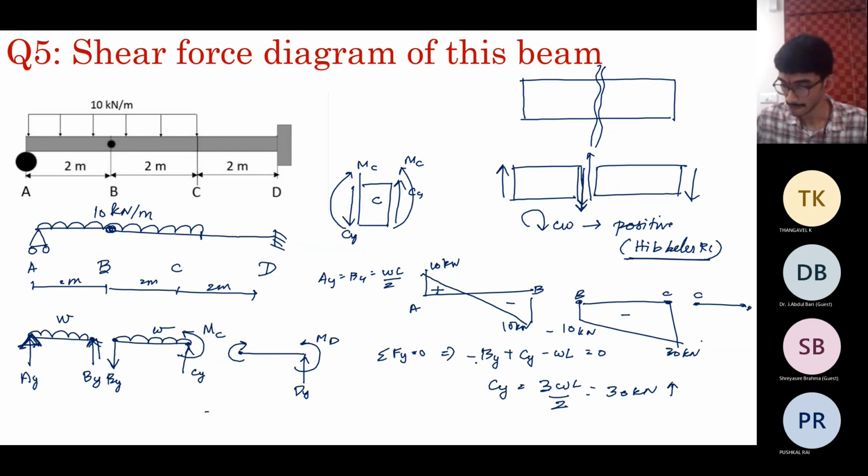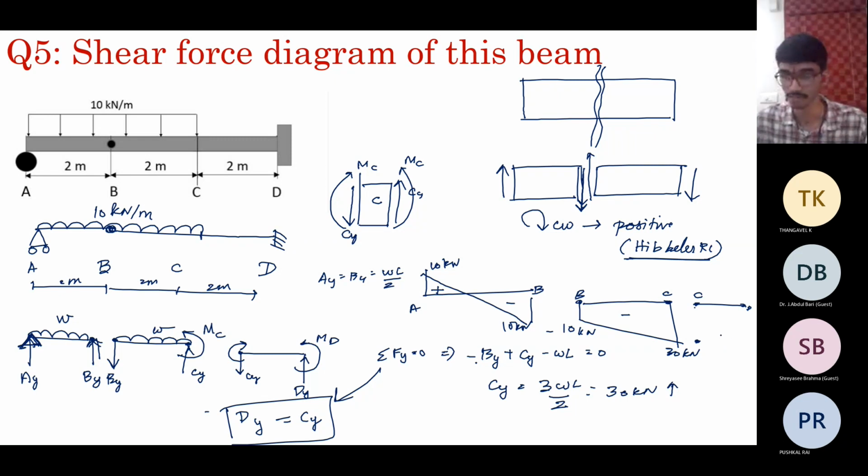The shear force at the point C is 30 kilonewtons downwards. Here we're getting it downwards, but on the left face upward is positive, so here it is minus 30 kilonewtons. And at D, what do you get? Sorry, here Cy is missing. You get Dy equal to Cy from sigma Fy equal to 0. So what does that mean? Dy is also equal to minus 30 kilonewtons.